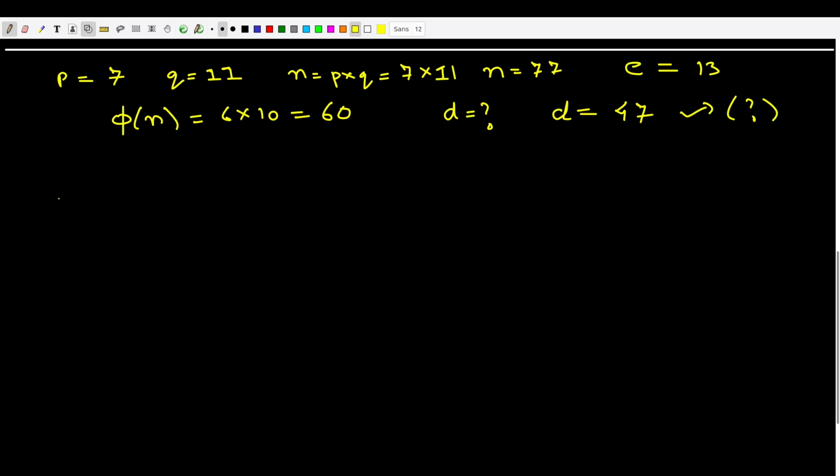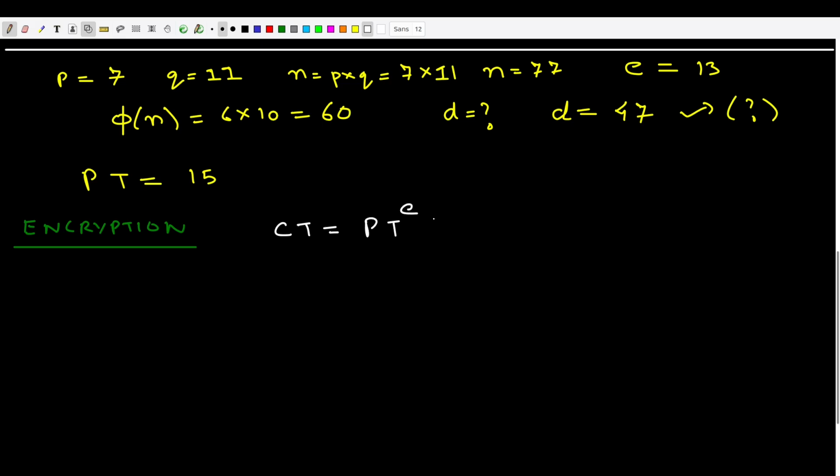Now let us perform encryption, and let us say our plain text is 15. Let us first do encryption. As we know, encryption gives us the ciphertext. So ciphertext equals plain text to the power E modulo n, right? So let us compute it.